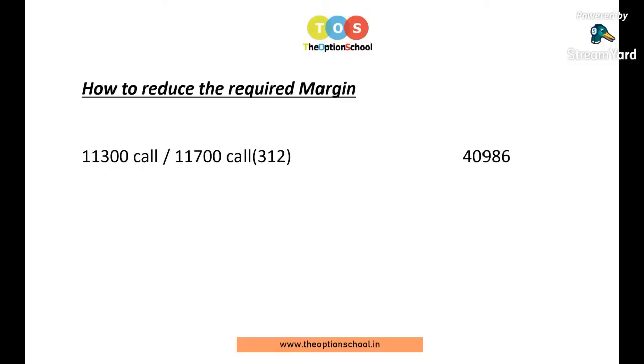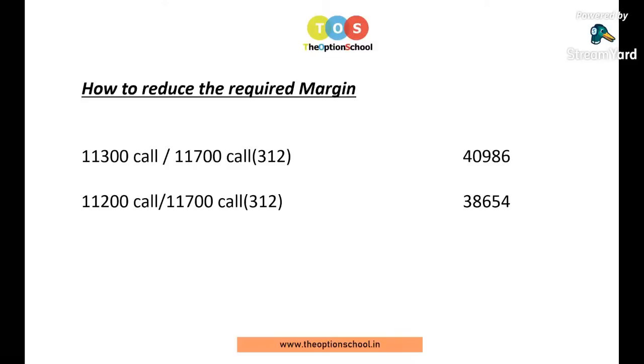I have seen so many times in one of my accounts that the available margin was becoming almost zero. What we did is we purchased some far out of the money weekly calls, which were very cheap, 4 rupees 50 paisa, something like that, and immediately lakhs of rupees were available for doing trading, right?